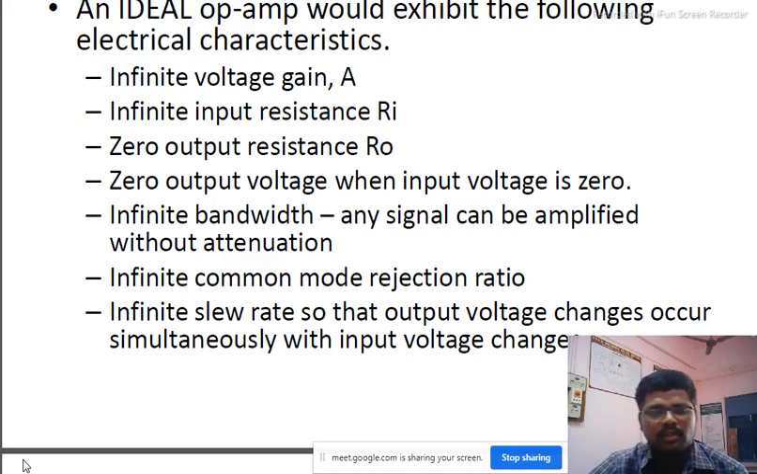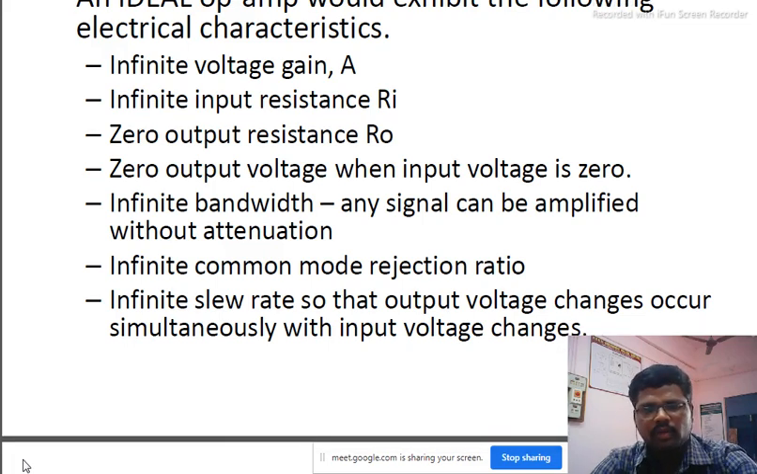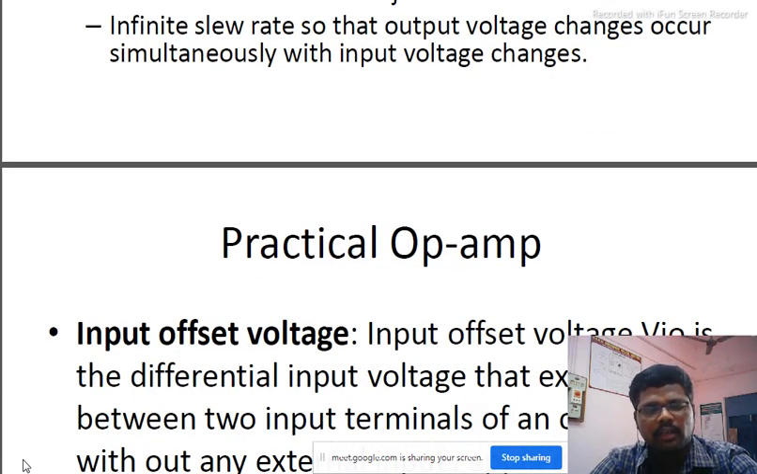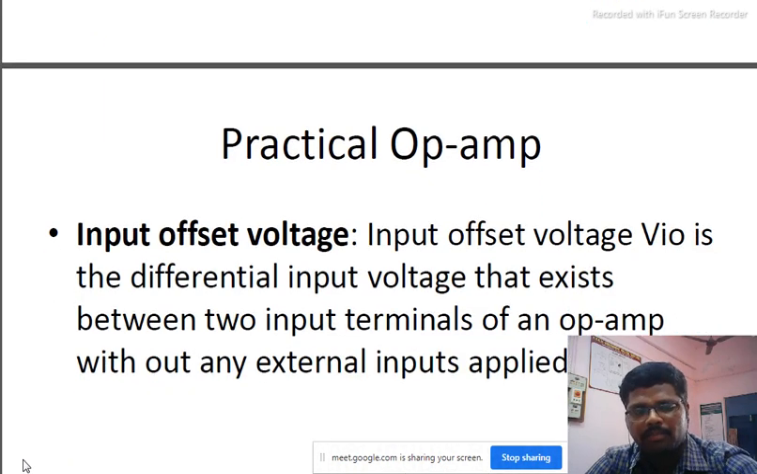These characters can represent any op amp that can be treated as ideal. Okay, it is very important, don't forget. Next, practically, there are some practical op amps. You have to use the input offset voltage.